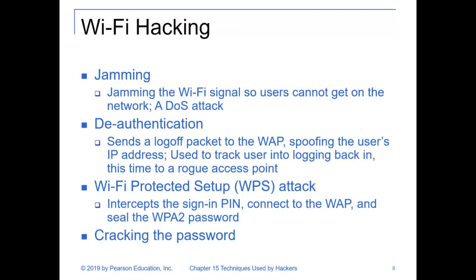Wi-Fi is going to be a target for a hacker. With Wi-Fi, we have a couple of attacks we're going to talk about. Jamming is where you jam the Wi-Fi signal so users cannot get on the network. This is a DoS attack. Deauthentication is sending a deauthentication or log-off packet to the wireless access point. That packet will spoof the user's IP address, and this is used to trick the user into disconnecting from the legit access point and then reconnecting to a rogue access point when they log back in.